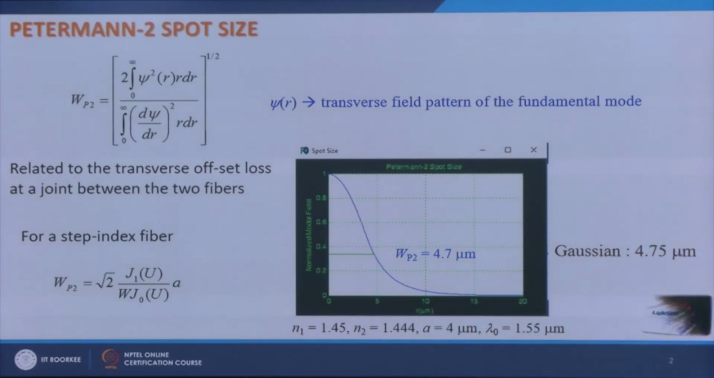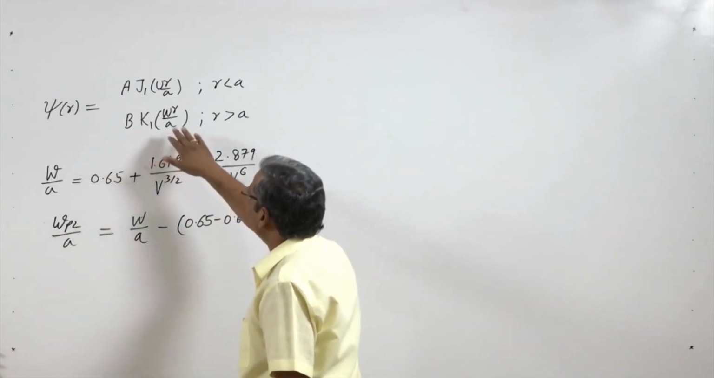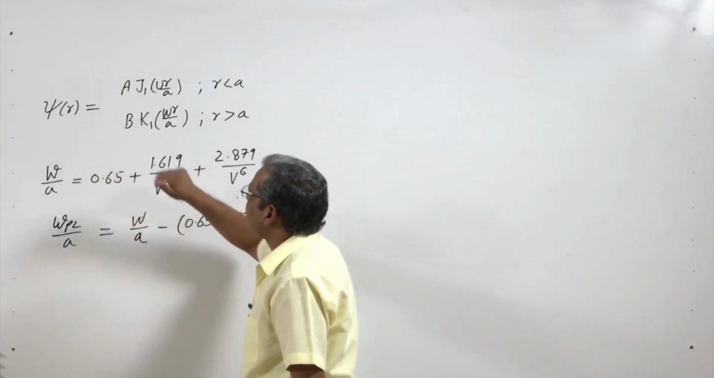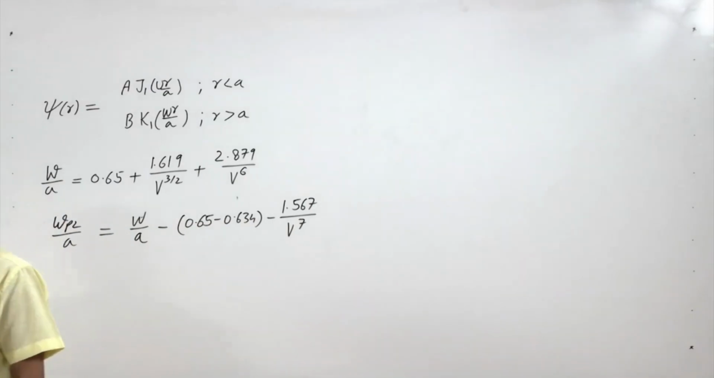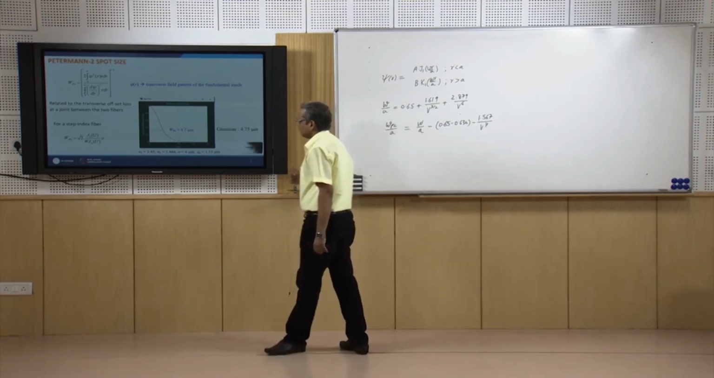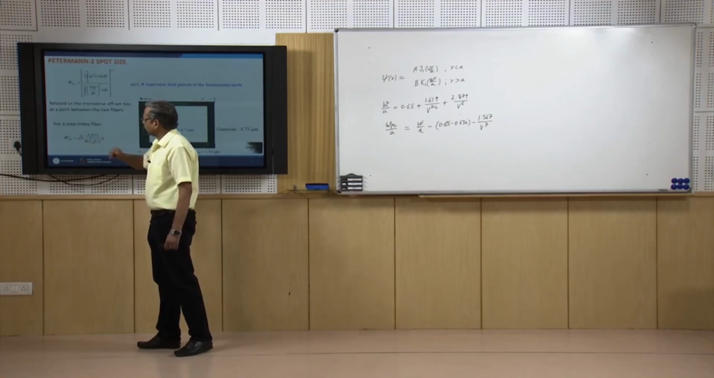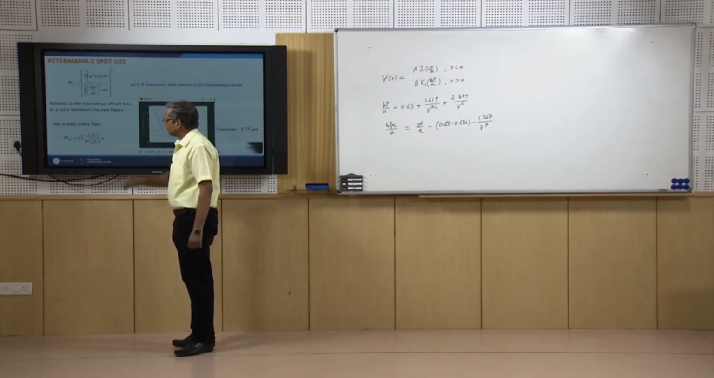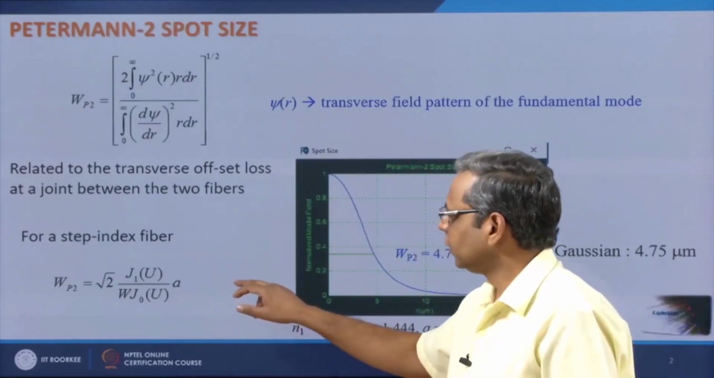Now, for a step index fiber, I can write psi(r) in the core as A J1(ur/a) and in the cladding as B K1(wr/a), where A and B can be related by the boundary conditions, that is psi(r) is continuous at r equal to a. If I use that, then I can get the expression for Wp2 as the square root of 2 times J1(u) over w J0(u), times a.